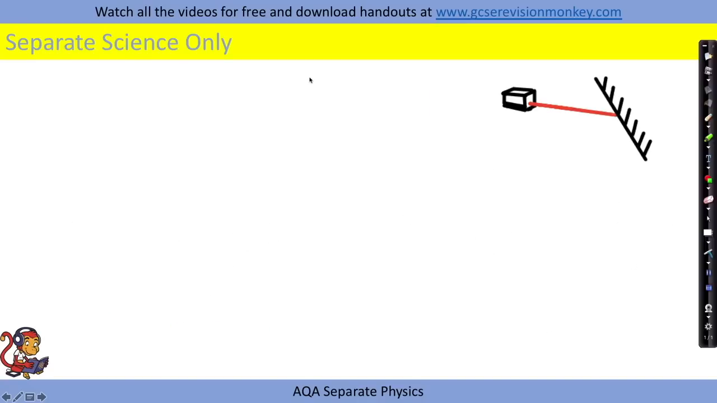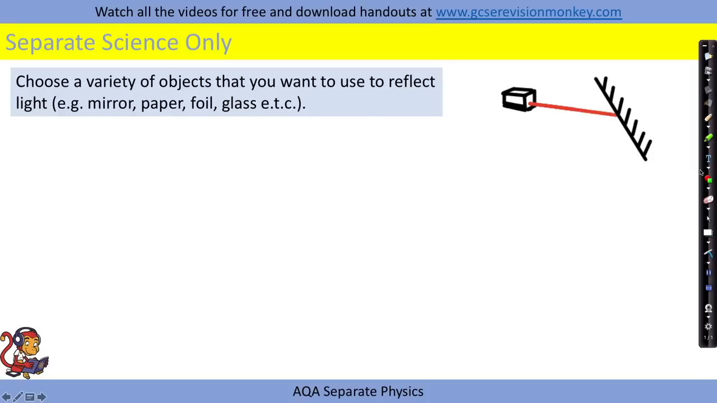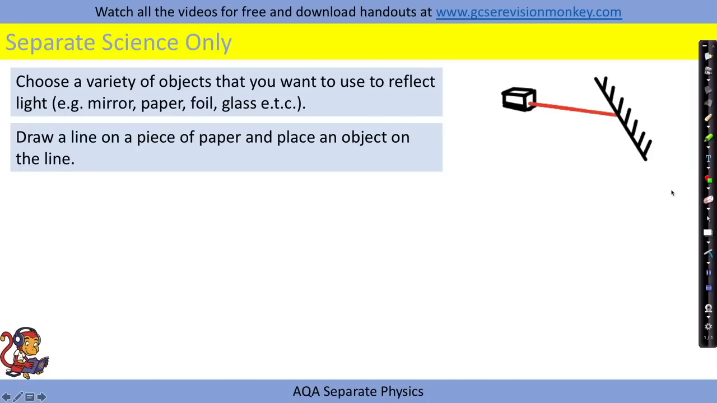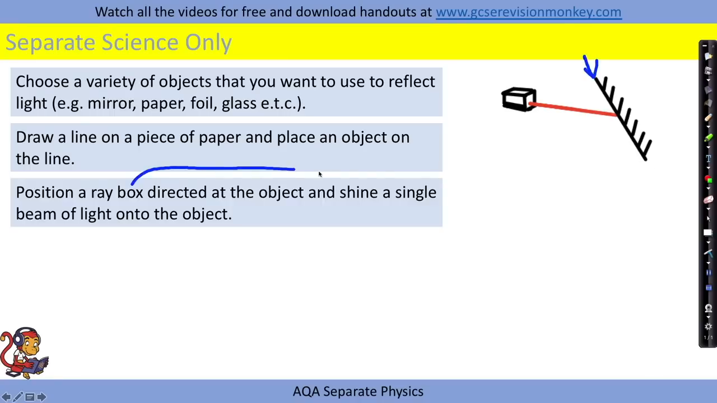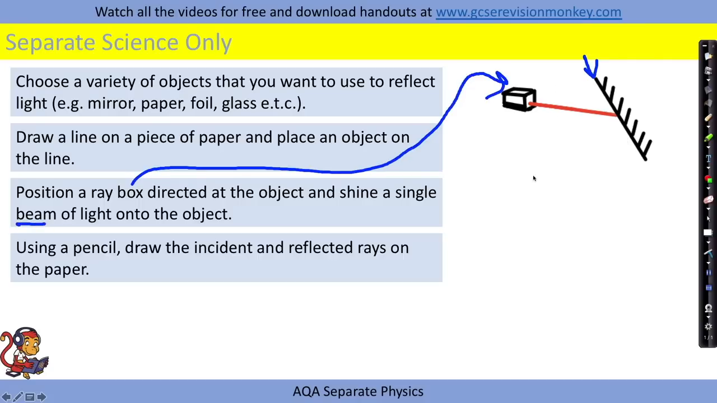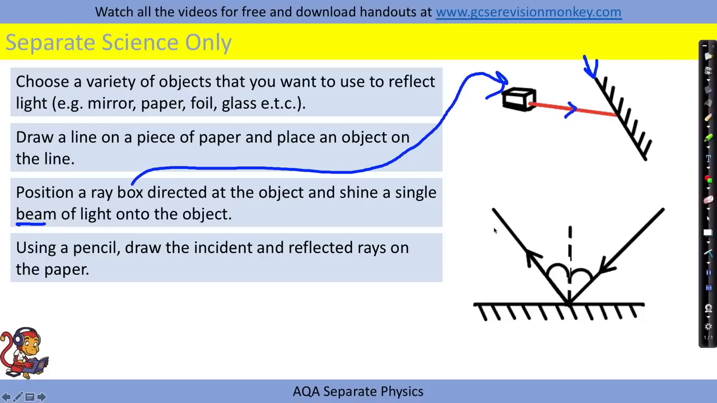So you may be asked to investigate how different surfaces reflect light. You would choose a variety of objects that you want to reflect the light, for example a mirror, paper, foil and glass. You draw a line on a piece of paper, like shown, and place the object on the line. So you'd position a ray box directed at the object and shine a single beam of light, like so, onto the object. Using a pencil, draw the incident ray, which is the ray going in, and the reflected ray on the paper. So you might have something that looks a little bit like this.